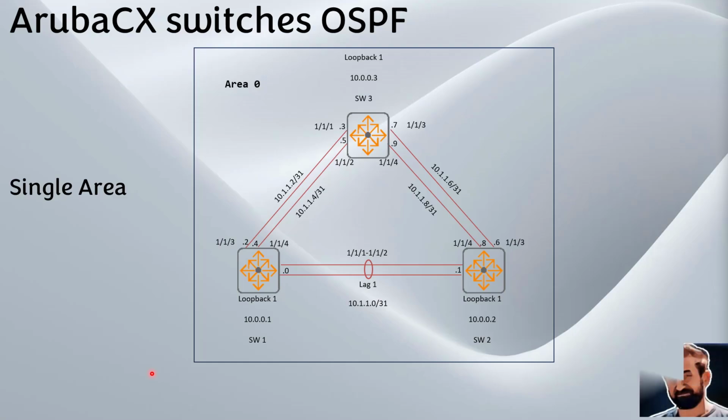In this part of the video, we will configure a single area OSPF. To achieve this, we need to configure the links as shown on the topology. Now we will be using /31 as a subnet mask.